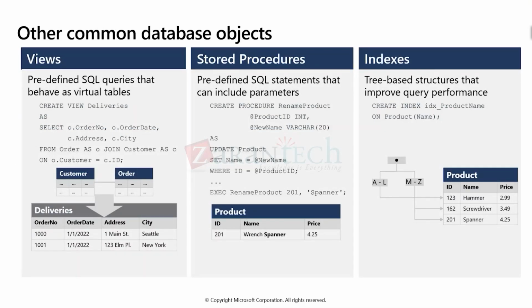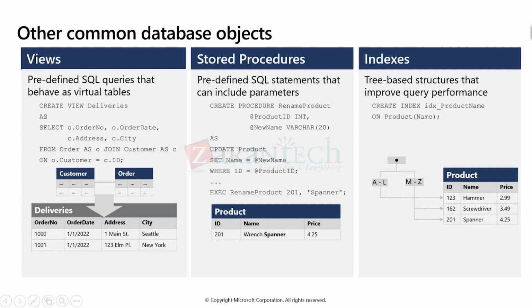Now, which are the other common database objects? View. What is a view? A view is a virtual table based on the result of a select query. So when you execute a select query, you create a view. It is a virtual table, and you can think of the view as a window on specific rows in one or more underlying tables.